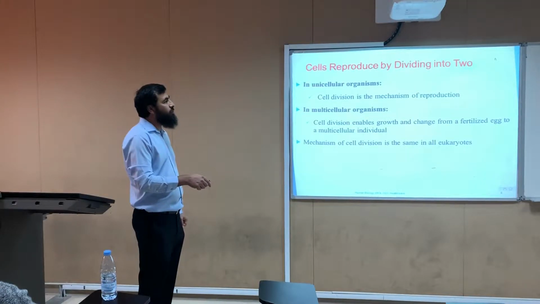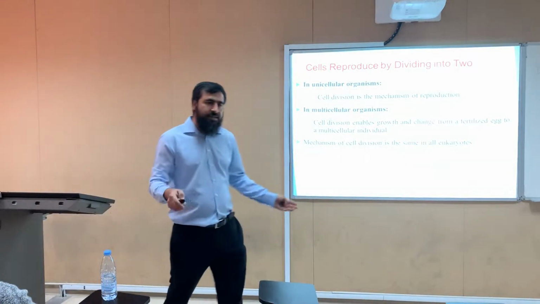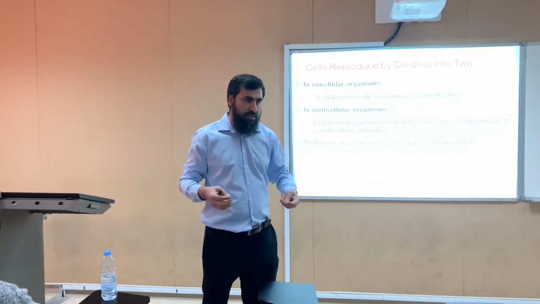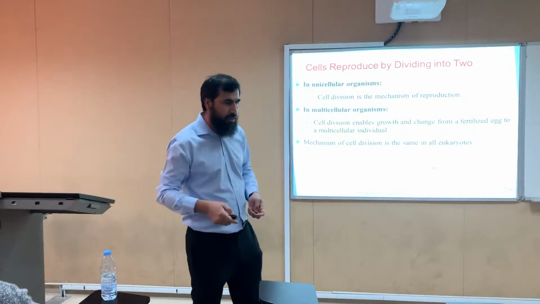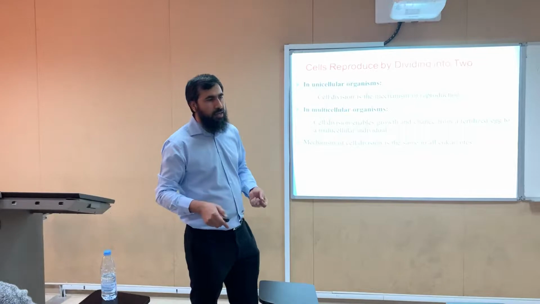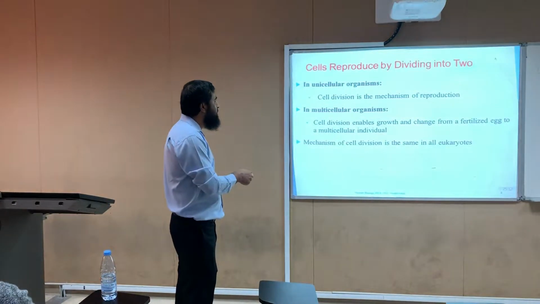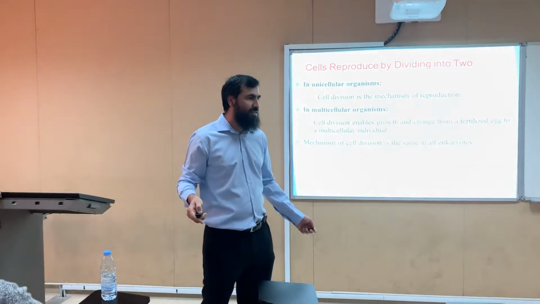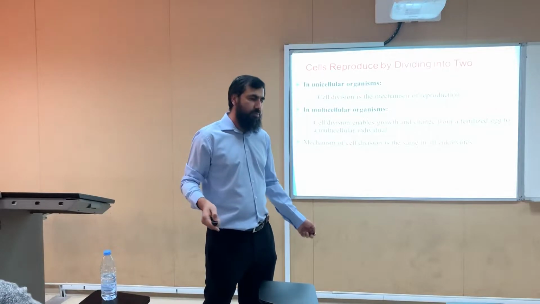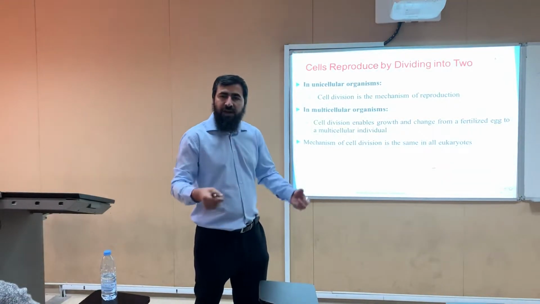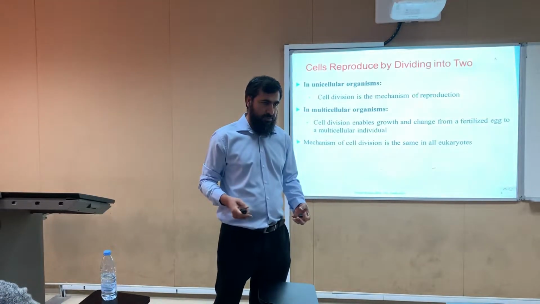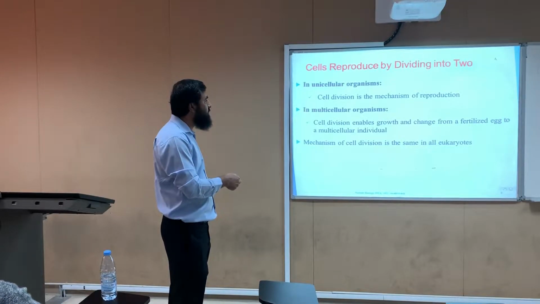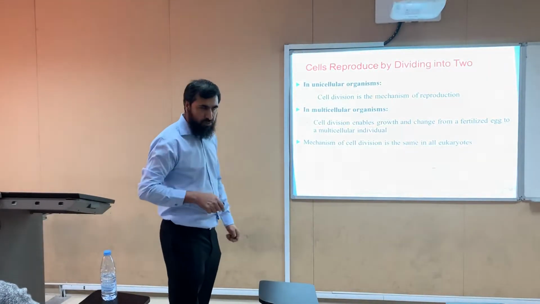Cells, we say, reproduce by dividing into two. So you have an existing cell that divides and creates an identical cell to the original one, two identical cells. For unicellular organisms, this is actually the mechanism of reproduction. Unicellular, remember, means one cell, like bacteria and some protists. When they divide, they're actually reproducing themselves. So cell division is important for reproduction in these organisms.